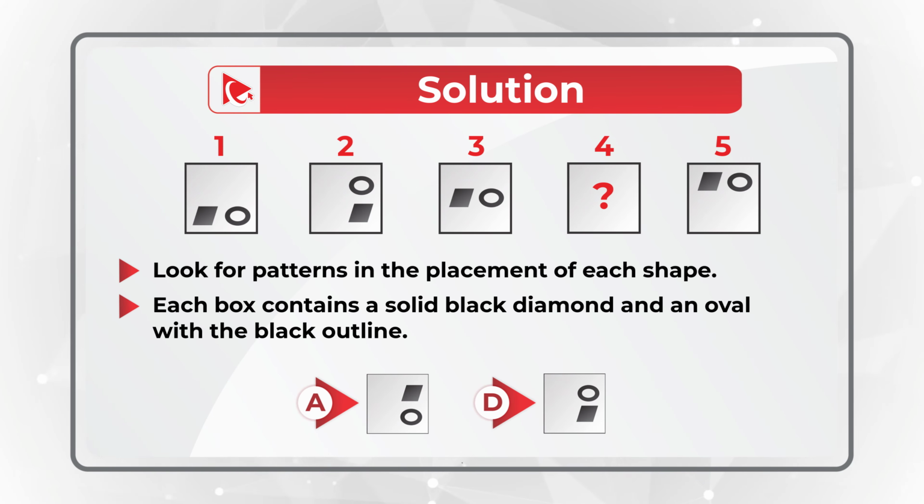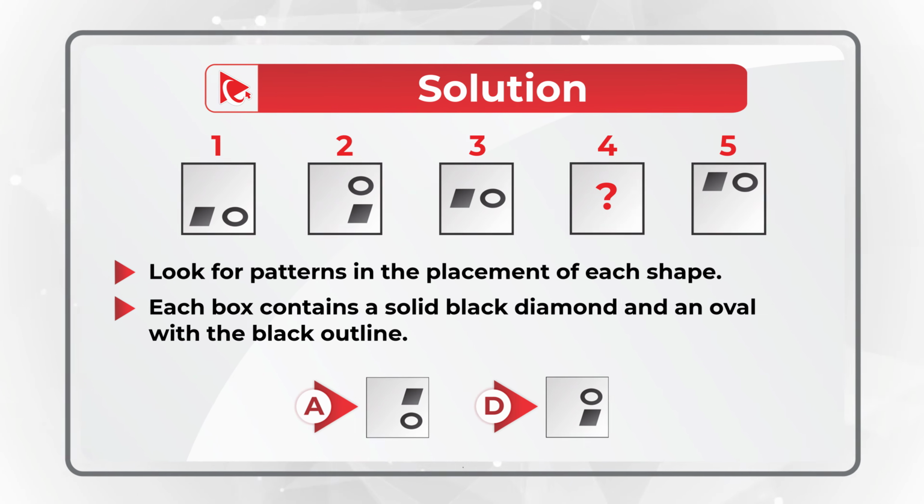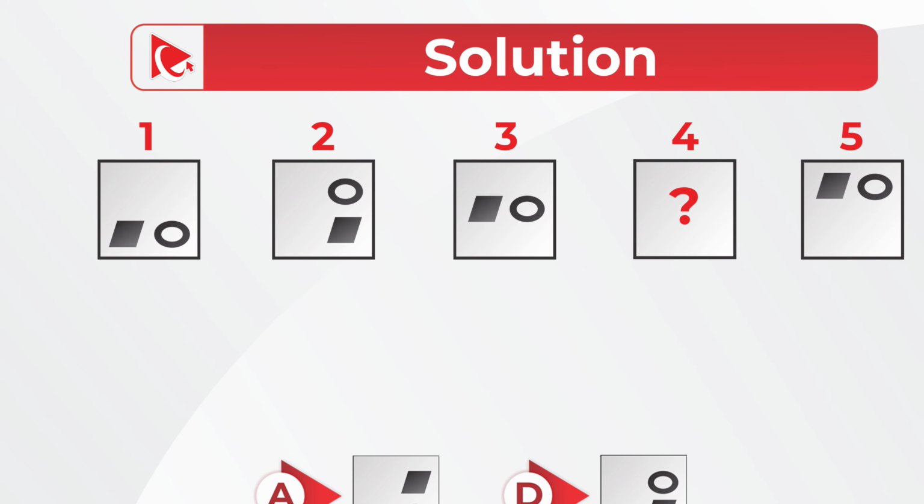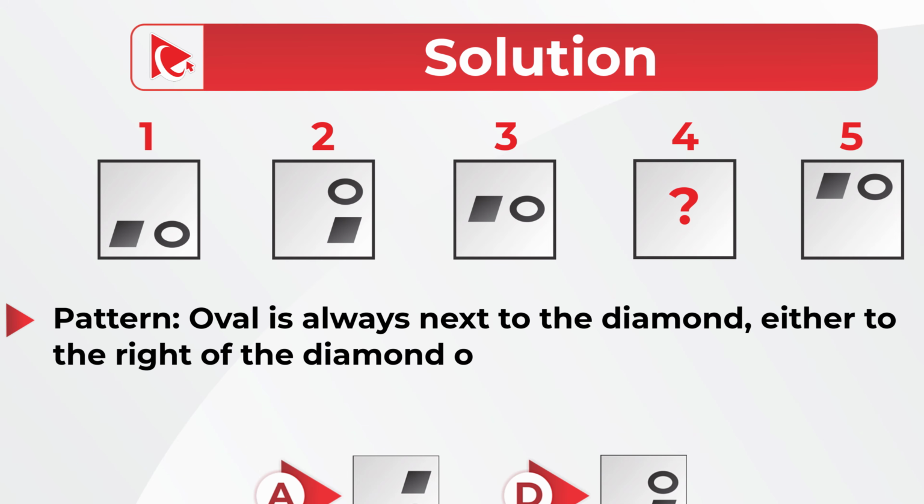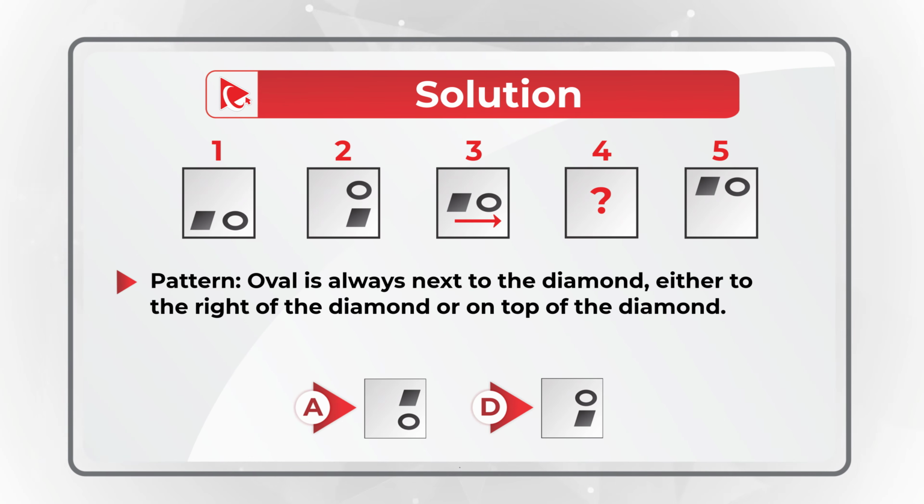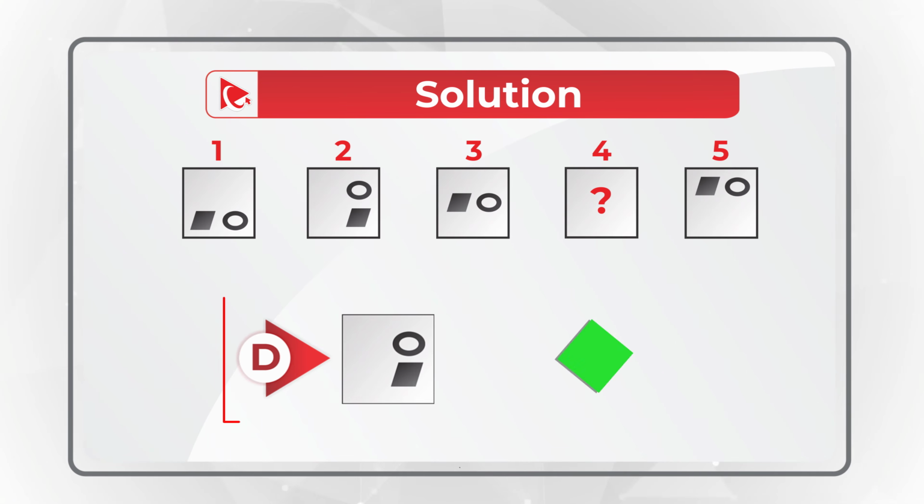To solve this puzzle and get to the correct solution, we need to detect the second pattern. The second pattern is that the oval is always next to the diamond, either to the right of the diamond or on top of the diamond. Based on this information, the correct choice here is choice D.